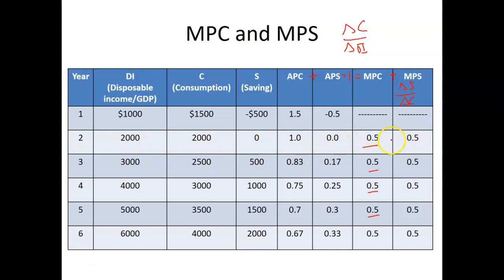So how to get this first 0.5? Well, my consumption went from $1,500 to $2,000. That's a change of $500. My disposable income went from $1,000 to $2,000. That's a change of $1,000. 500 divided by 1,000 equals 0.5. And we keep going with this, but again, because we're going to assume these don't change, once you have the first one, you can just fill the rest of the table in.